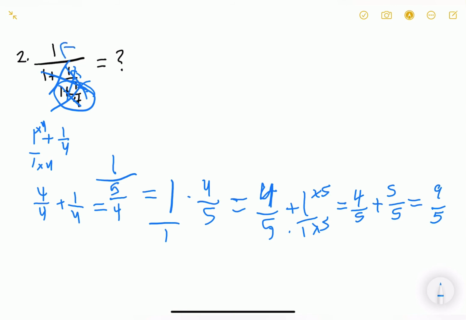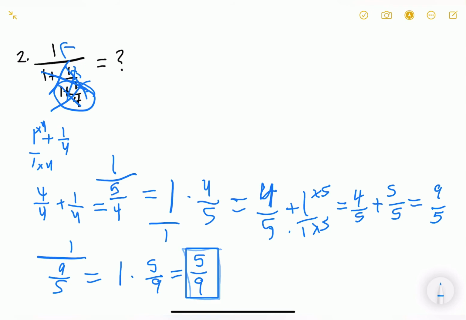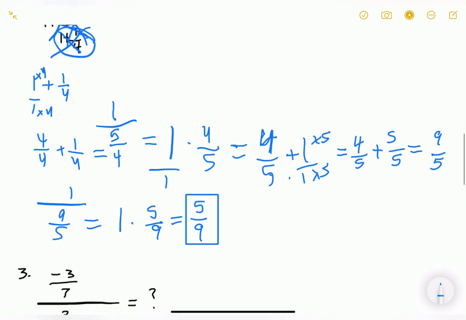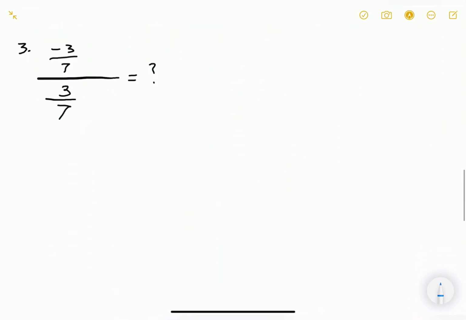We still have this 1, and what we're going to do is 1 divided by 9 over 5, which is simply 1 times 5 over 9, which is simply 5 over 9, which is our final answer.